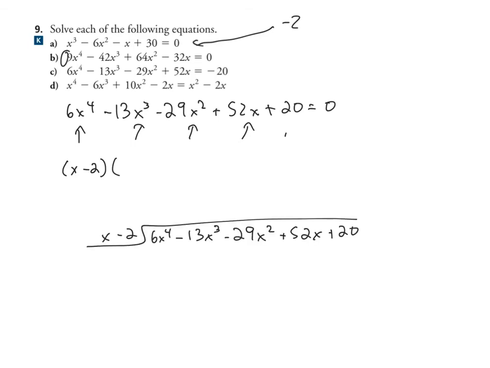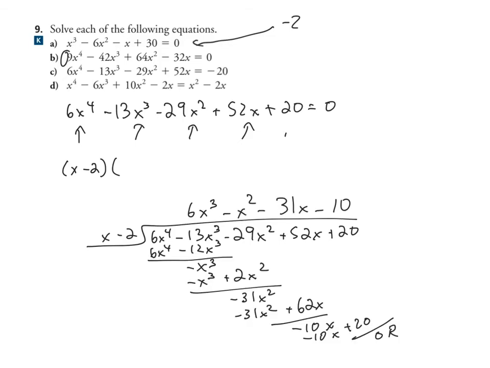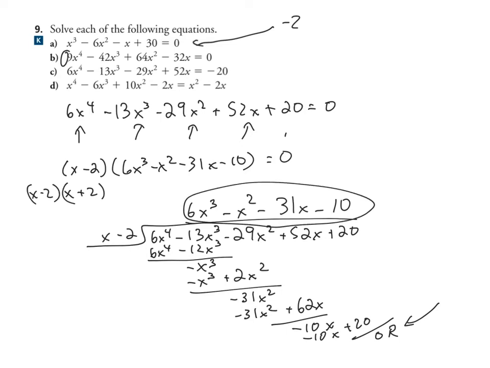6x to the 4 minus all that, and you got your x plus 2 over there. So 6x cubed goes here. I'll finish the whole thing off without you guys. Alright, I got a 0 remainder, so that means I probably did it right. So it's a 6x cubed minus x squared minus 31x minus 10 equals 0. Like I said, I noticed that minus 2 also worked. So I'm going to do x minus 2, x plus 2 is the next one. So I will take this new factor, and I will take x plus 2 out of that. Just give me a second here.